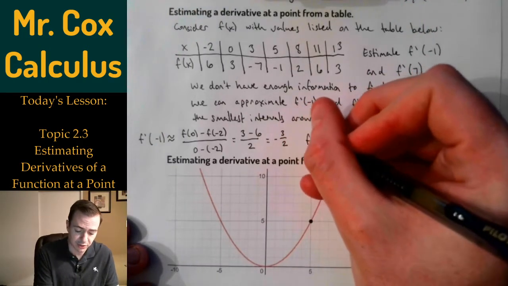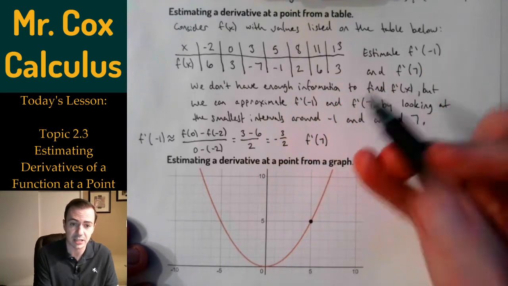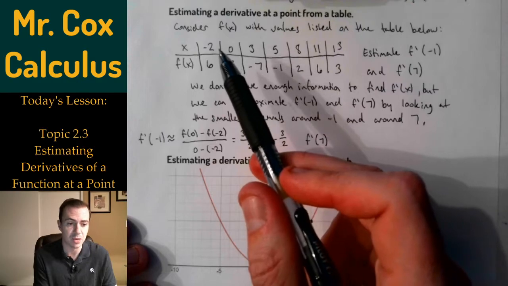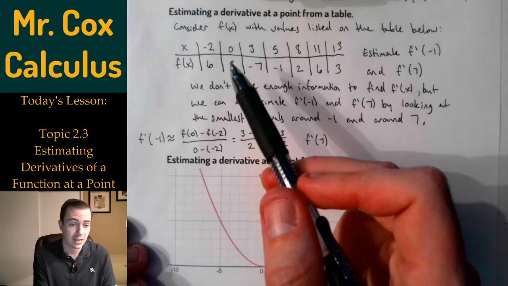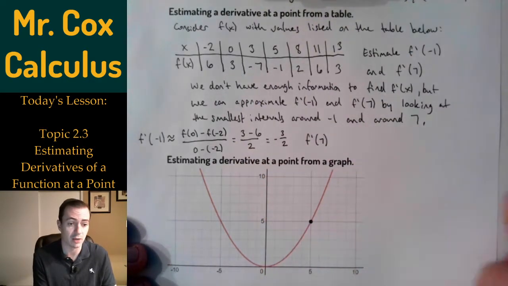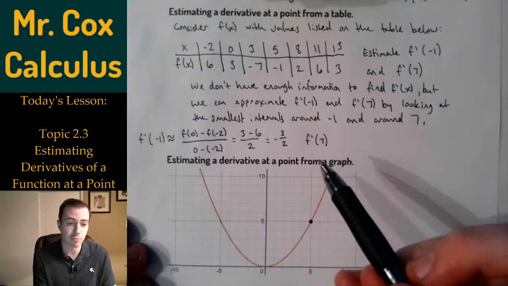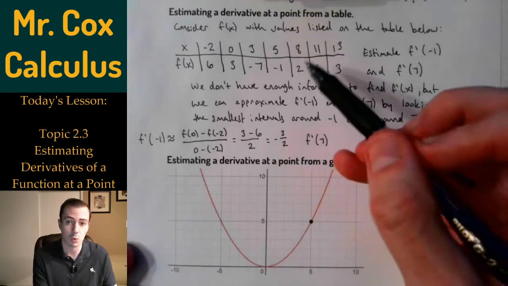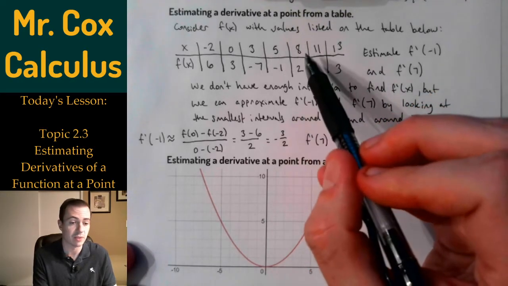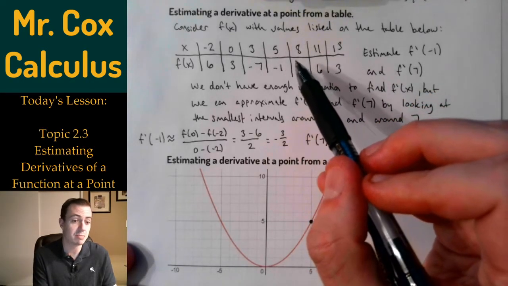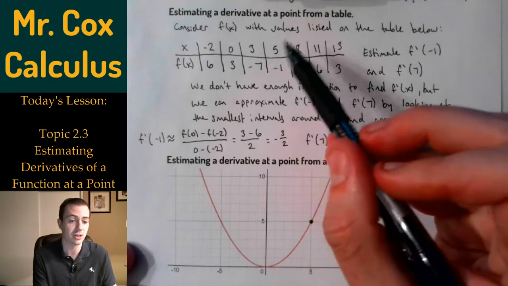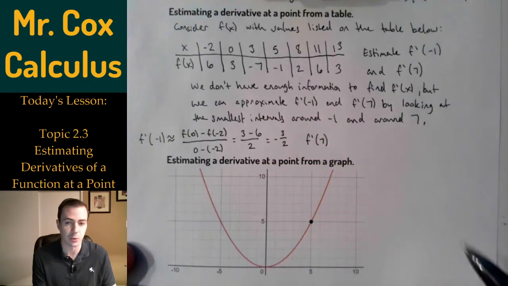So now let's figure out what f prime of 7 is. The reason I wanted to do 7 is that -1 happens to be the midpoint between -2 and 0. It doesn't have to be the midpoint of your interval. If I want to know f prime of 7, I'm still looking for the smallest interval around 7, which is going to occur between 5 and 8. It doesn't matter that it's not the midpoint between 5 and 8. That's still the smallest interval I can get from the table, so that's what I've got to use.